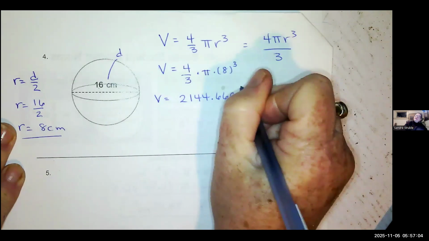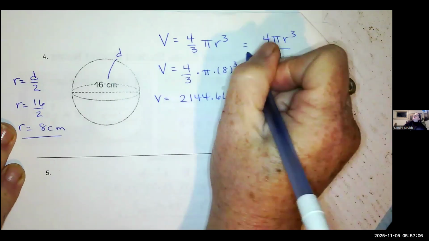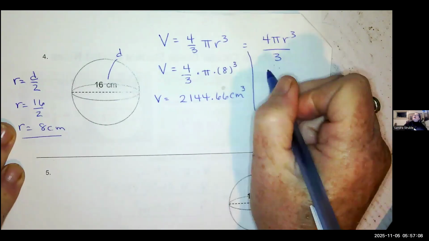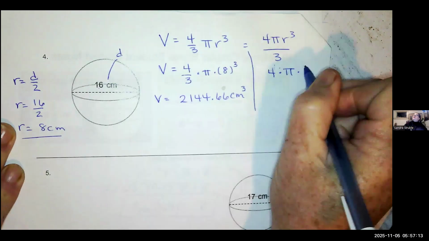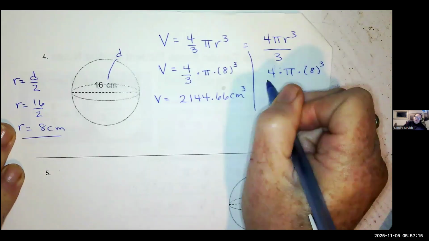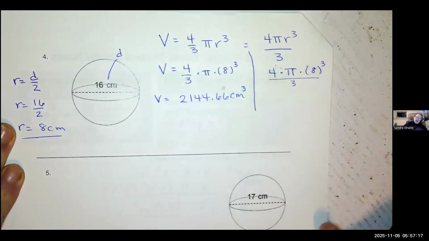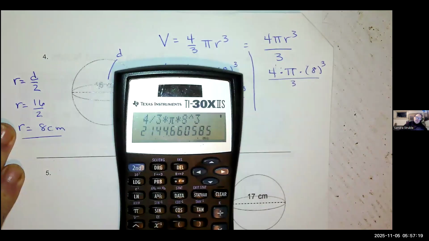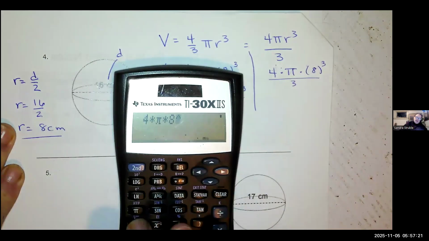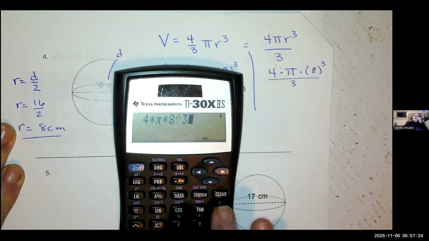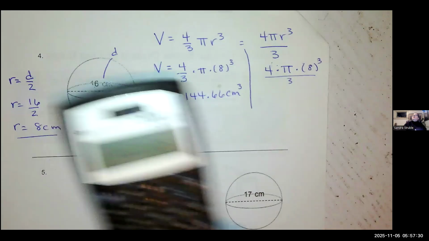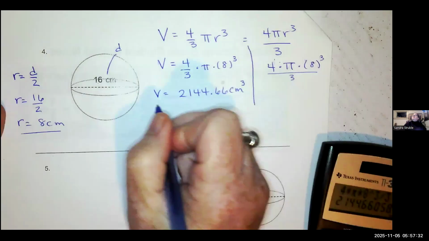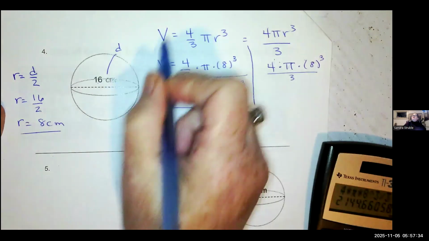If you wanted to do it in this manner, it would be 4 times pi times 8 cubed, and then you would divide by 3. So 4 times pi times 8 cubed, and then divide by 3. And we get the same answer. Okay. Going forward, I'm going to do this one, but please feel free to do this one if you prefer.